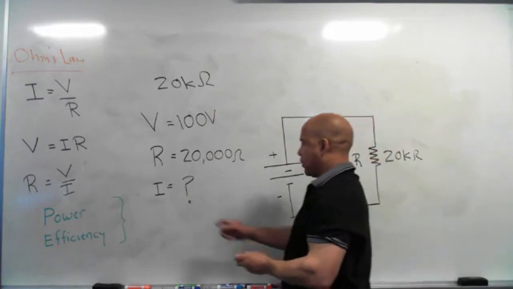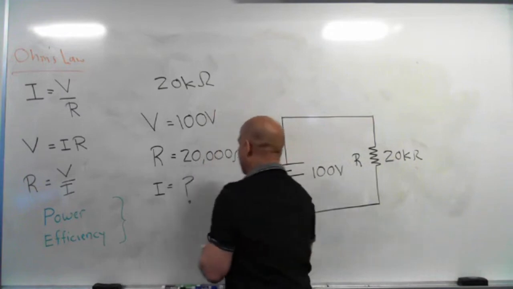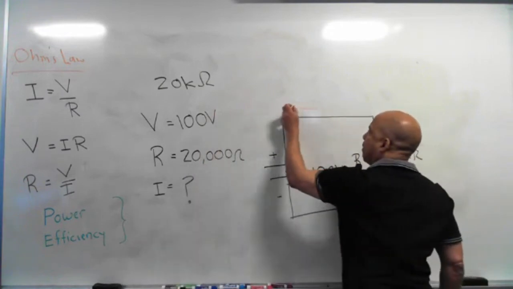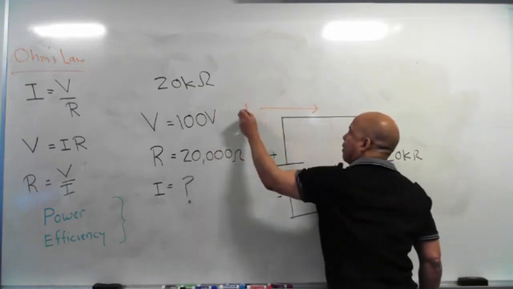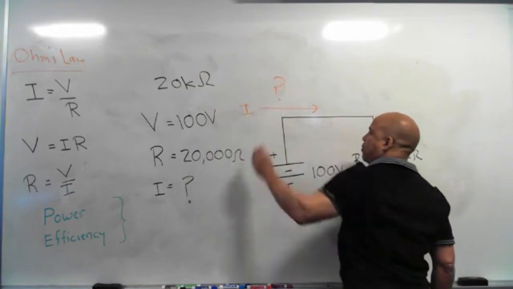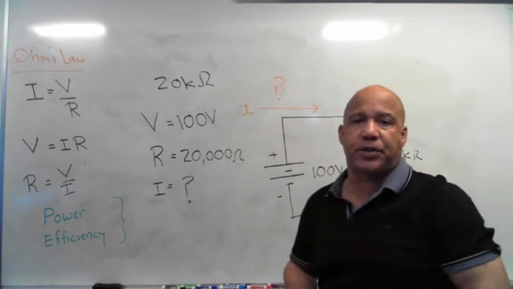And what I'm looking for is current. So I'm going to represent current with an arrow. And I don't know what it is, so I'll put a question mark above the arrow. So you'll show me that picture.